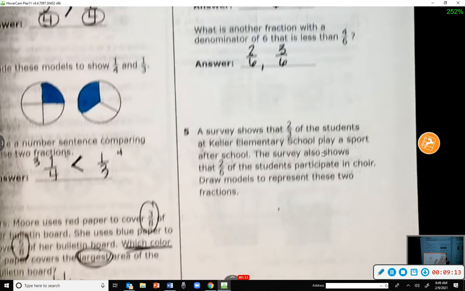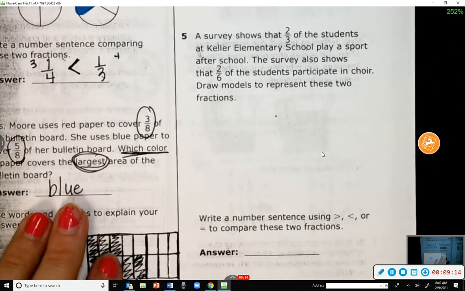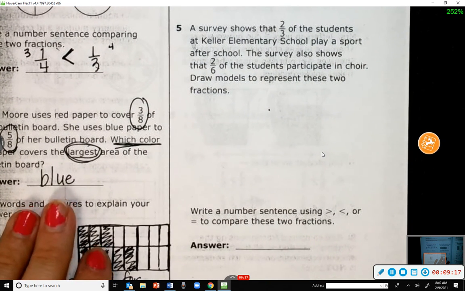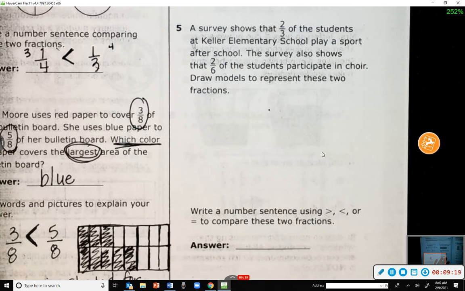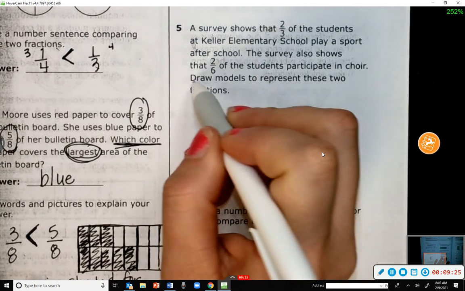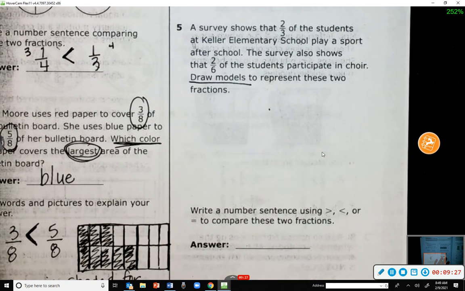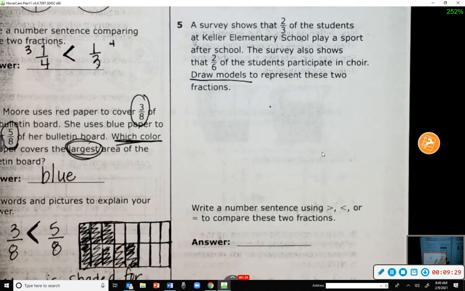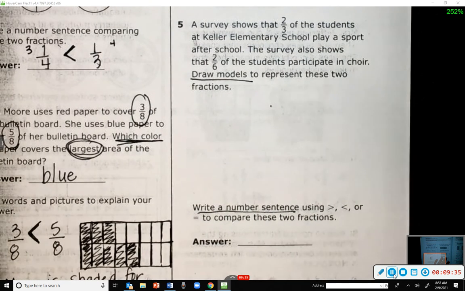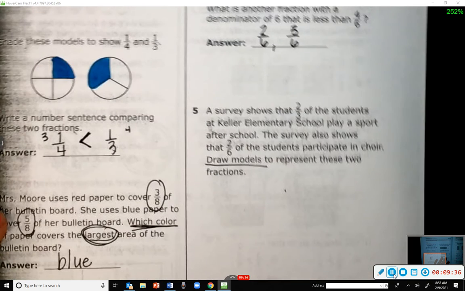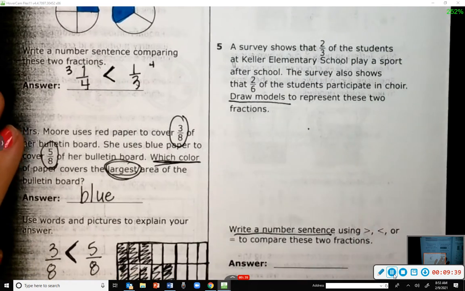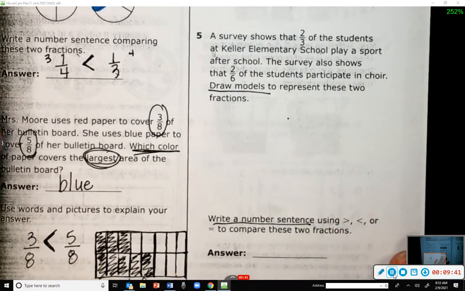Number 5. Alright, I want you guys to try this one on your own. I'm going to come around the room and be watching, seeing what you're doing. Make sure that you are answering the question. Draw models to represent these two fractions, and then write a number sentence. Okay? See what you got. That's okay. If you're not done, you can still keep working.